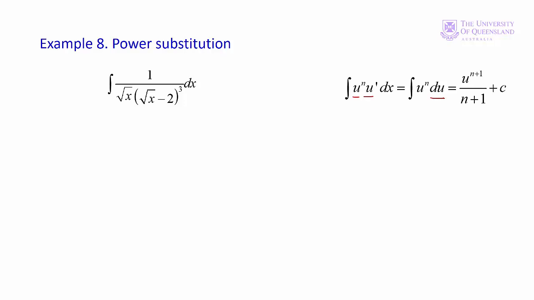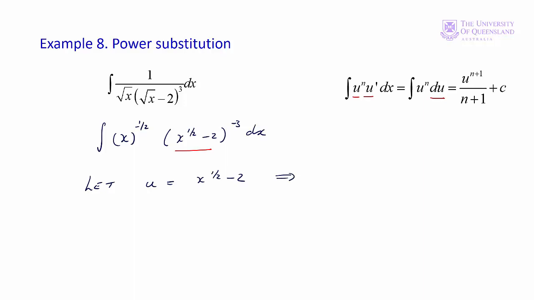In its present form, this example may not seem to fit that model, but if we rearrange it, we'll see how it does. So that's the integral of x to the minus a half times (x to the half minus 2) to the minus 3 dx. Here's our candidate for u. So we let u equal x to the half minus 2.